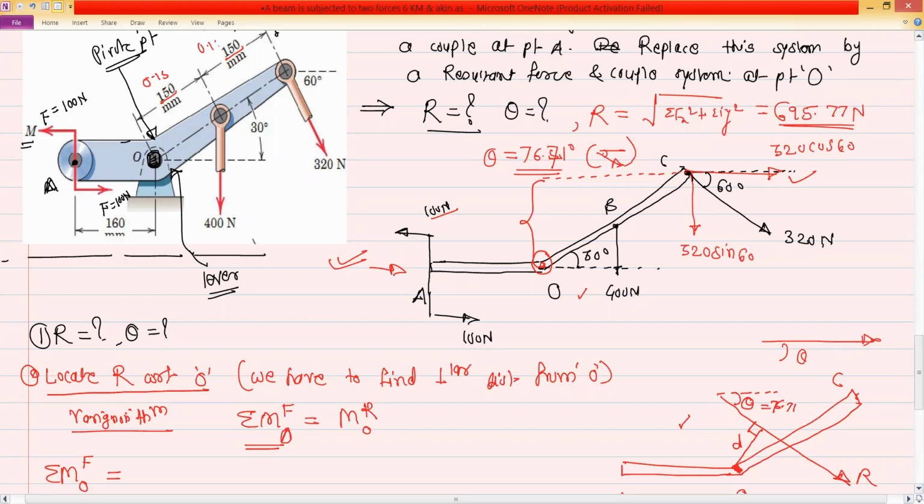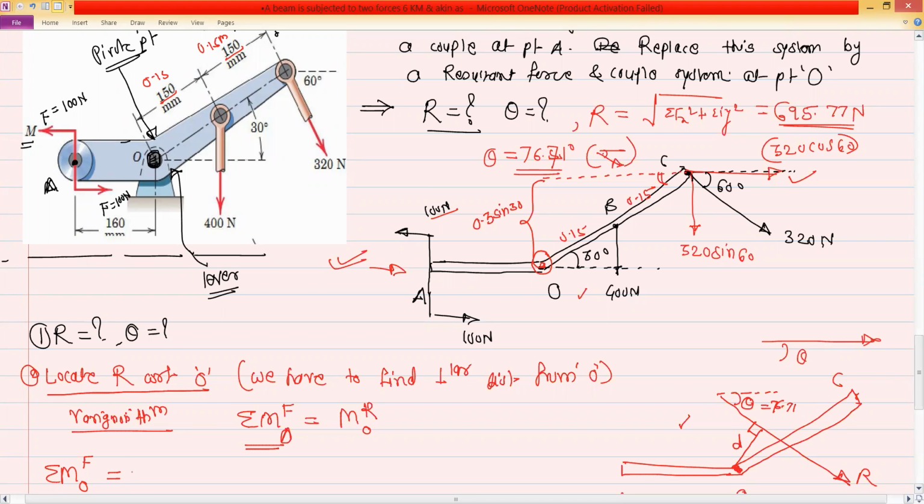And this is also 0.15 meter. So total will be 0.3 meter. This total distance OC. So we can find out this distance. This is 0.15, this is 0.15, so it is 0.3. So this is the opposite side. This angle is 30, so this is equal to 0.3 sine 30. So this is the perpendicular distance for this component 320 cos 60.